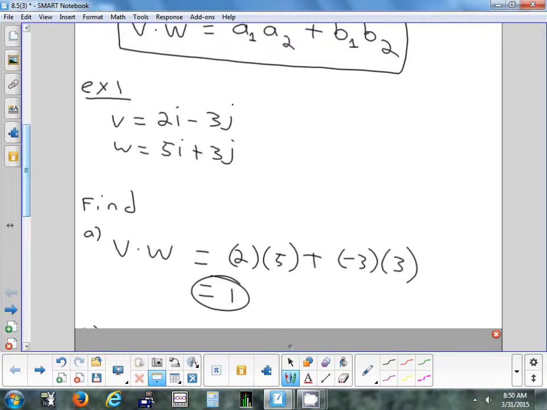Later on, we'll explain what you can use the dot product for. We can use it specifically for finding an angle between two vectors. But for now, we're just going to practice finding the dot product. So that's V dot W.